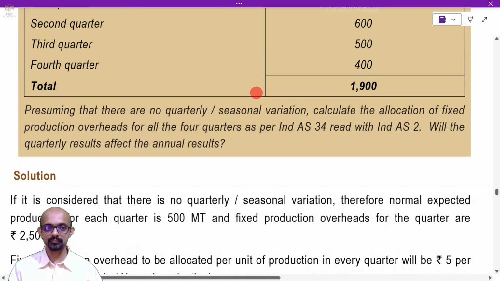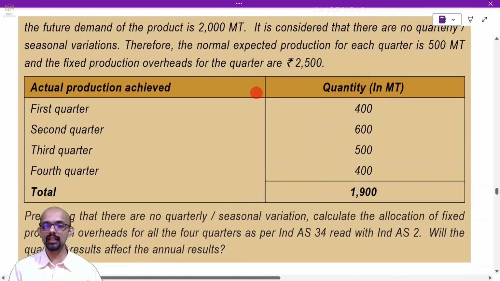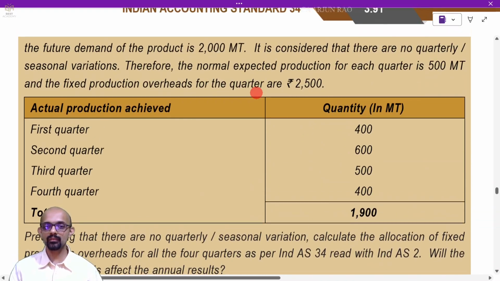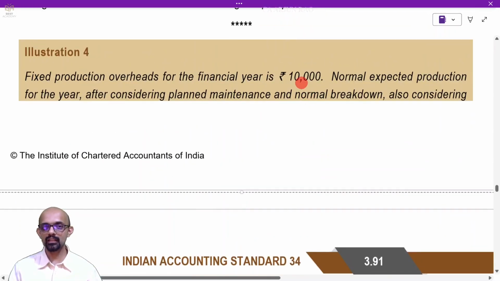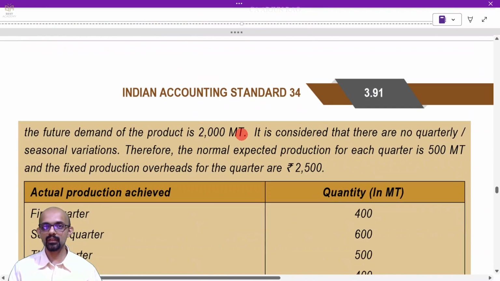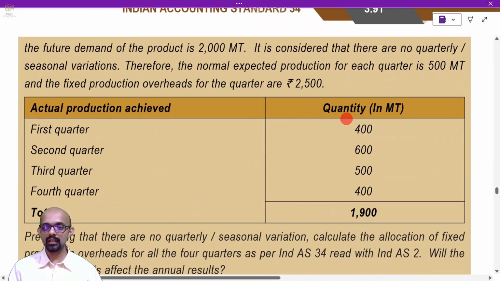So how will we calculate? 2500 for the quarter is given. You have 10,000 for the year divided by 2000 tons, that is 5 per ton, multiplied into all these values: 2000, 3000, 2500, and then 5 into 4, 2000. Those will be the absorbed overheads. No change in the absorption rate.